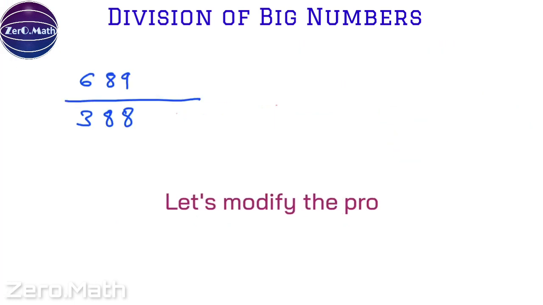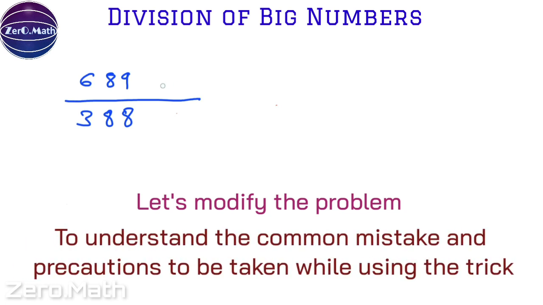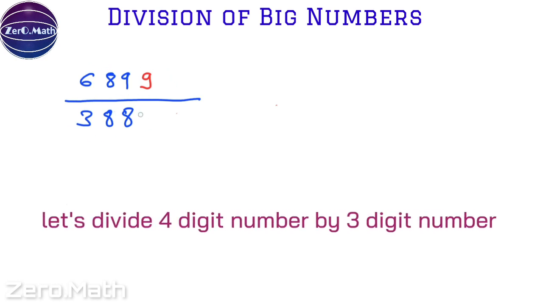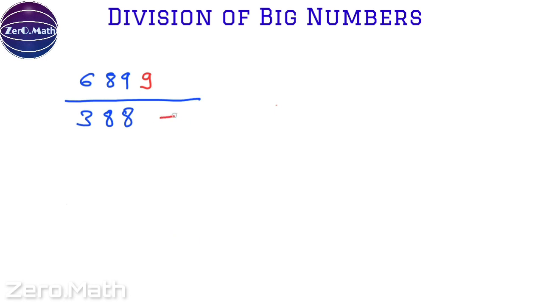Now let's modify this problem a bit so that I can tell you what precautions must be taken while dealing with this kind of problem. What I'm going to do is add one additional digit over here. So this was a 3-digit number by a 3-digit number. Now this will be 4 digits in the numerator and 3 digits in the denominator. Let's solve this problem. As a first step, let's simplify the denominator.